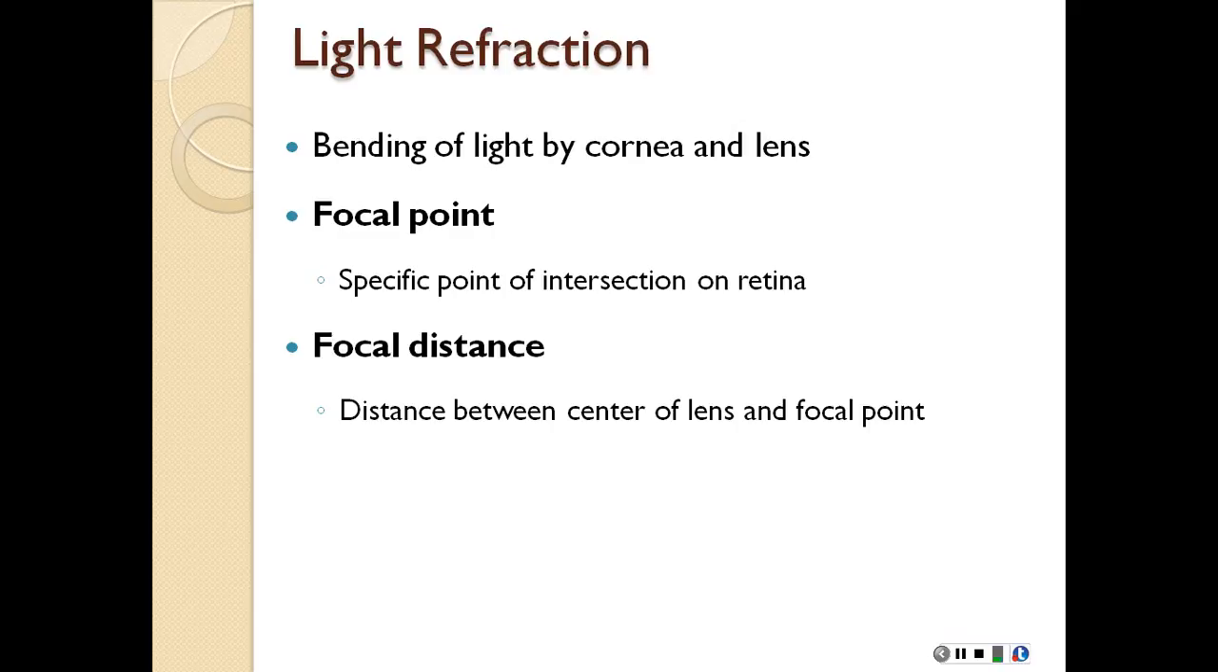And that's one of those things that will happen to just about everyone if you get old enough. Light refraction, when you see refraction having to do with the eye, has various refractive components which bend light. So refraction just means the bending of light. And so when light hits the cornea, you'll see that the light rays bend slightly. And the focal point is a specific point of intersection on the retina. So wherever the light ends up meeting up with the retina is the focal point. And the focal distance is the distance between the center of the lens and that focal point.